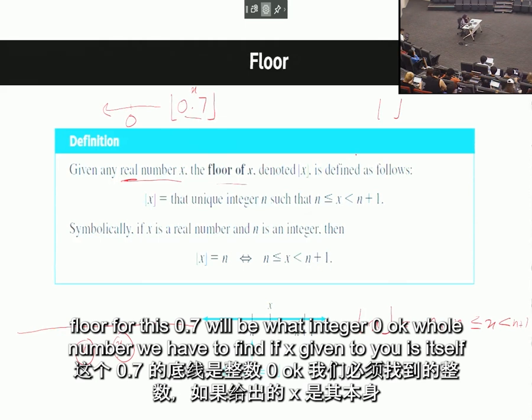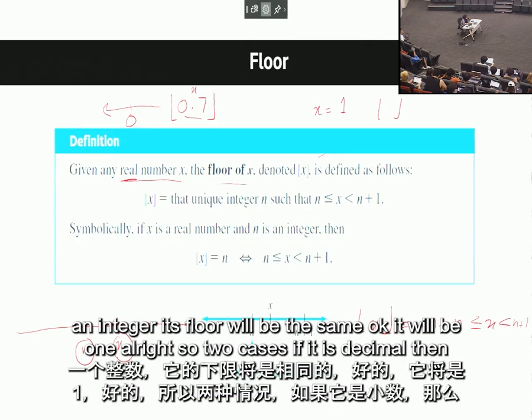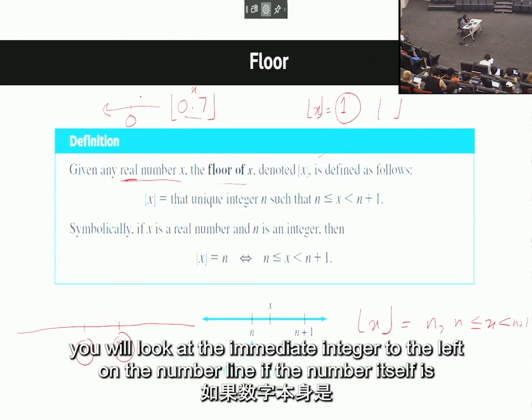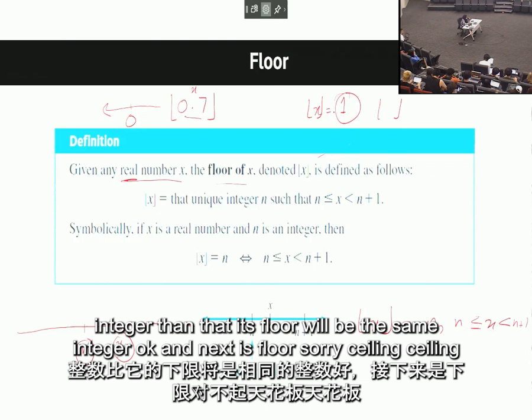If x given to you is itself an integer, its floor will be the same. All right, so two cases. If it is a decimal, then you will look at the immediate integer to the left on the number line. If the number itself is an integer, then its floor will be the same integer.